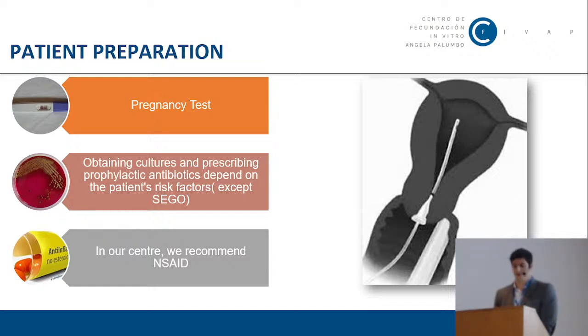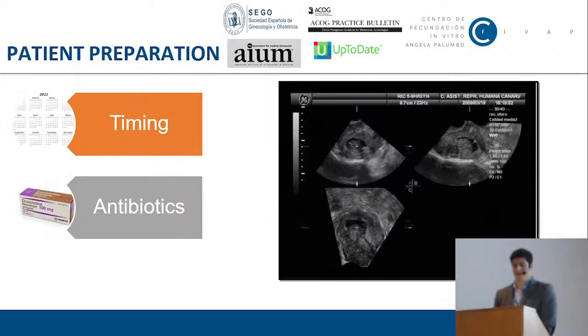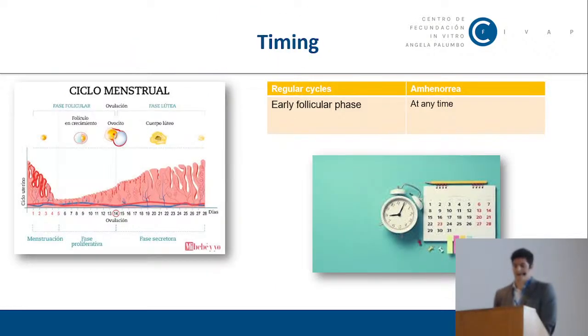In our center, we routinely recommend non-steroidal anti-inflammatory drugs like ibuprofen, 600 milligrams, single dose. Also, we ask the patient to come with a half-full bladder. The best time to perform the test is in the early follicular phase, end of menstruation and before day 10, or at any time if the patient is in amenorrhea or taking birth control pills.